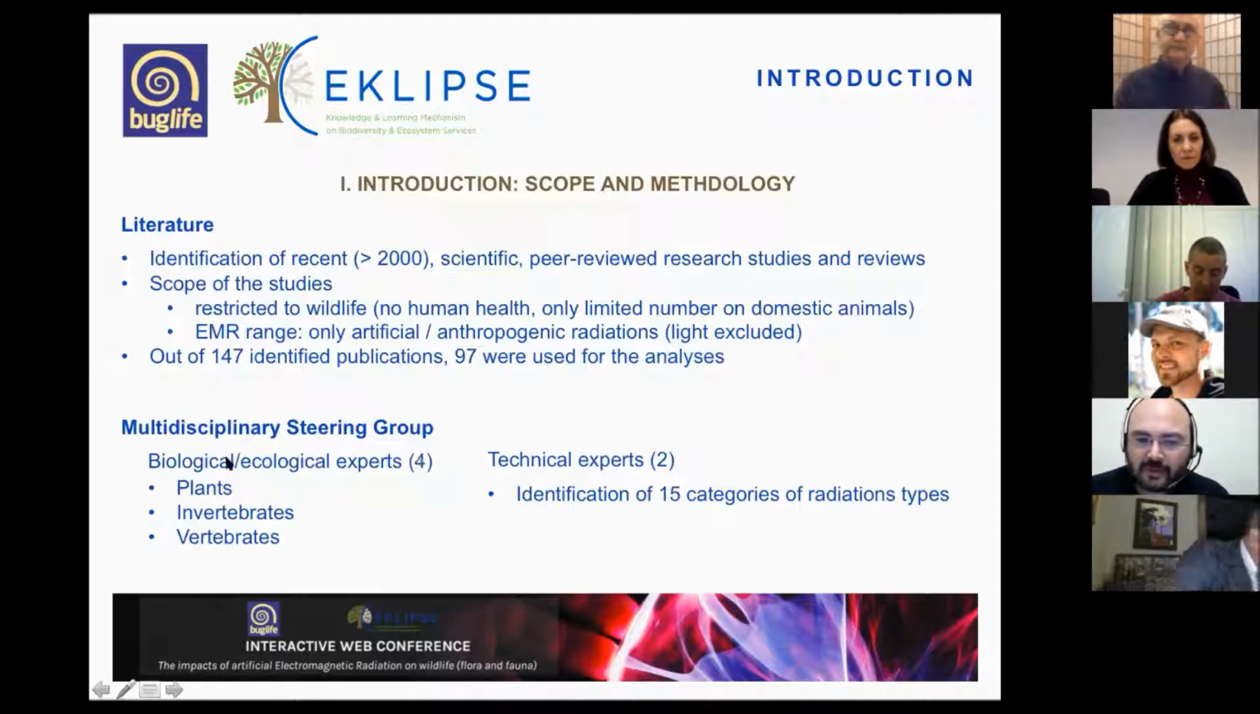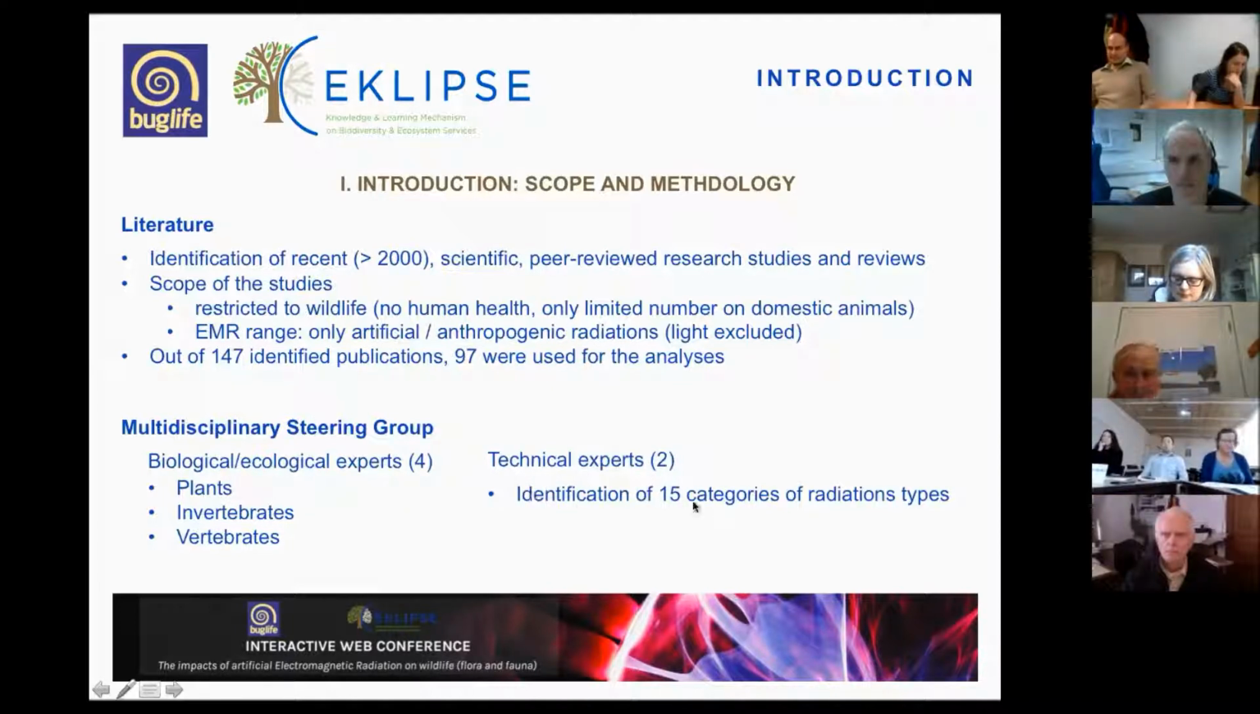Apart from the ecological or biological experts on those taxonomic groups I just mentioned, we also had 2 technical experts who looked at the technical side of those publications we looked at. They identified 15 categories of radiation types that I will show you in a minute.